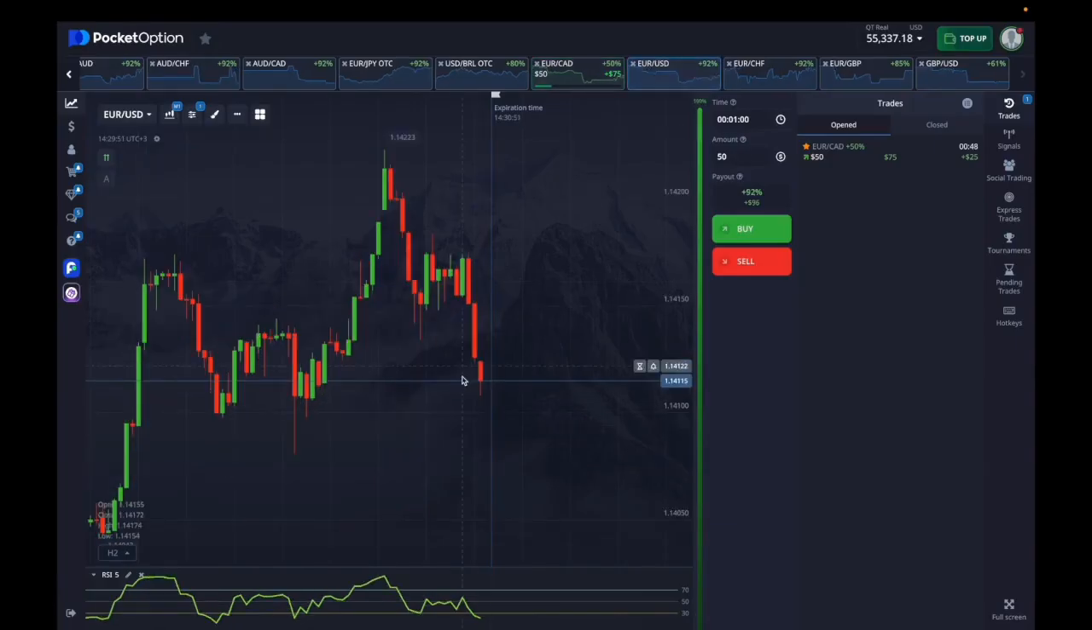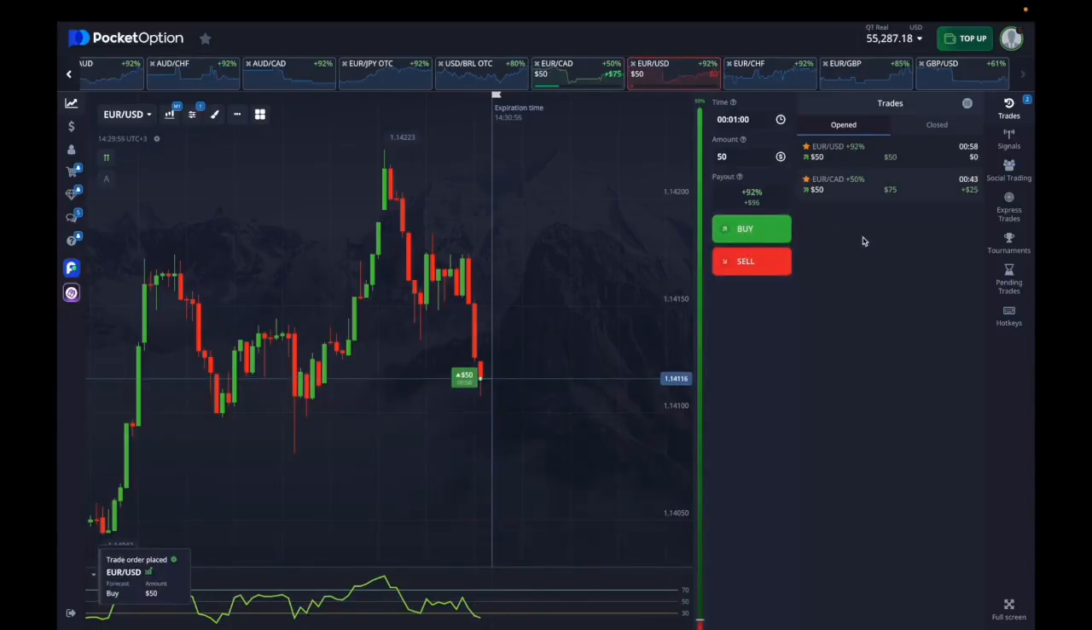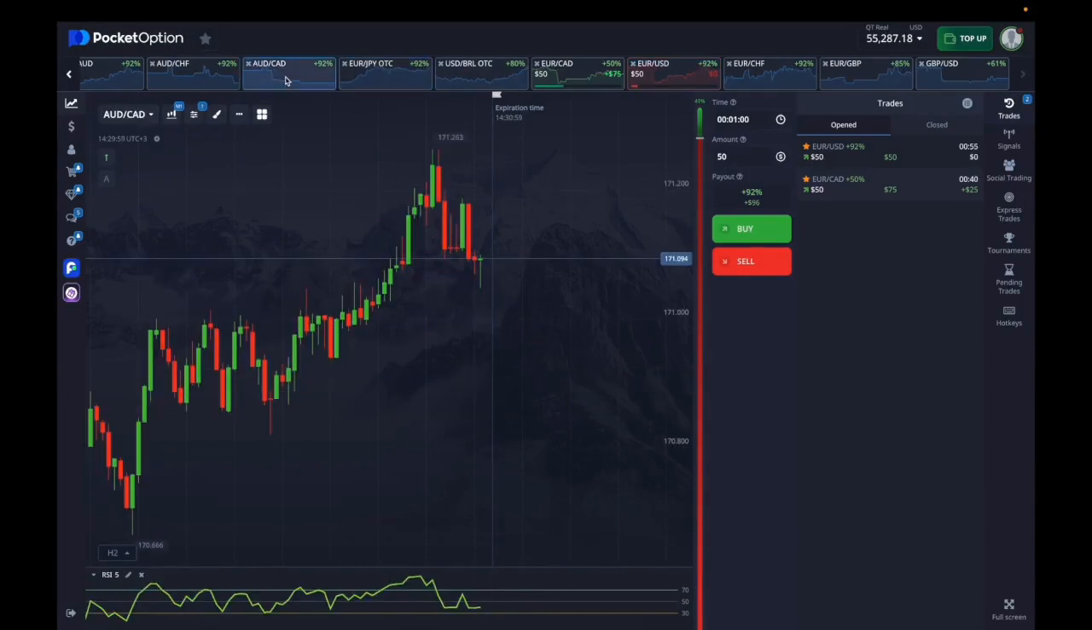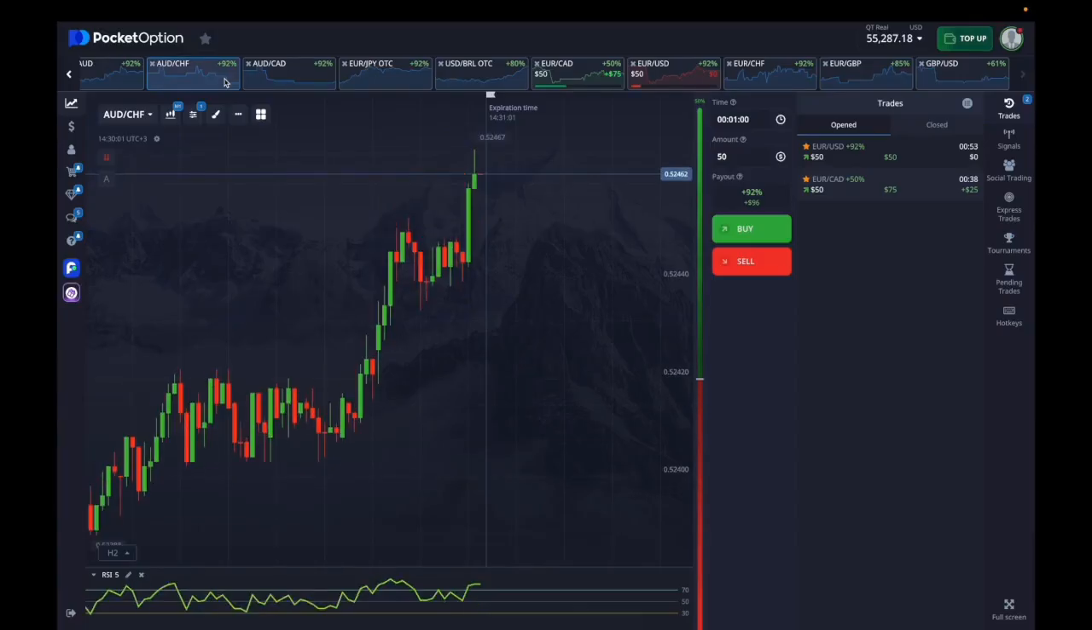Next, let's look at Euro to US dollar. The situation is similar. They're buying up from the bottom, but I hope we'll have time to enter. We are entering a buy position for $50. While we wait for the expiration, let's check out some other pairs.